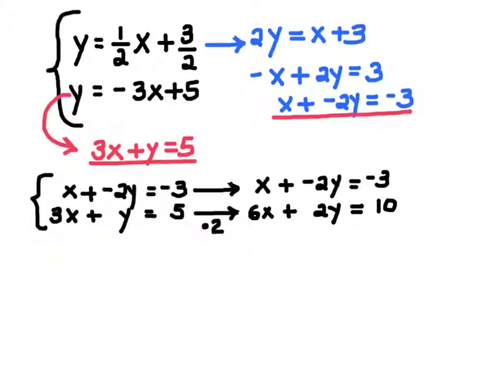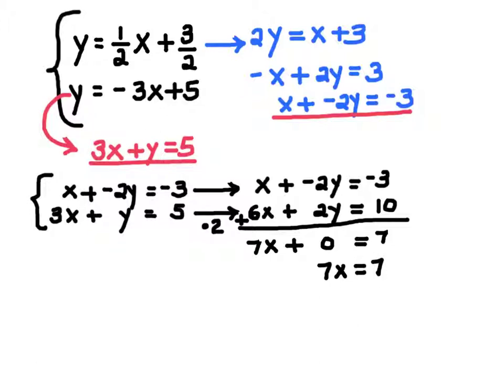Okay, this is the part where the addition comes in. So I'm going to put a line right here, and we're basically going to add, with a little plus sign, the x terms together, the y terms together, and then the constants. If we add the two x terms together, 1x plus 6x is 7x. Now we're going to add the two y terms. A negative 2y and a positive 2y is 0. And now we're going to add the negative 3 and the 10, and we get a 7. And this gives us on the left-hand side 7x, and on the right-hand side a 7.